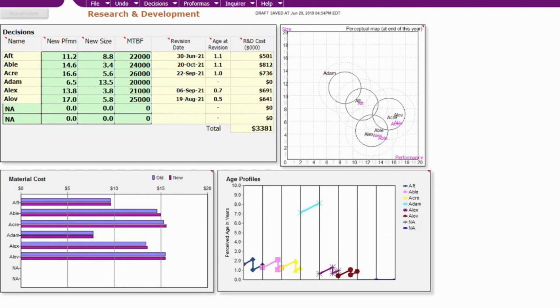We decided to pull out product Adam, which is under the thrift market segment, since it was very behind in revision compared to competitors, and that is why we did not revise it.